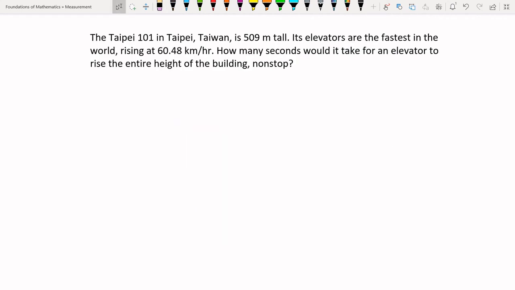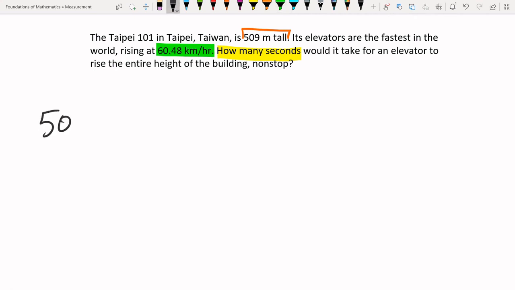All right, Taipei 101 in Taipei, Taiwan is 509 meters tall. The fastest elevators go at 60.48 kilometers per hour. How many seconds, so we want seconds, would it take for an elevator to rise the entire height of the building nonstop? So we're converting from the height of the tower, 509 meters, into seconds, and we're using the speed at which the elevator goes to do that conversion.